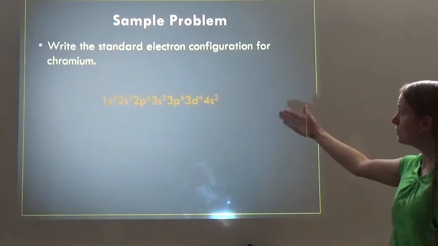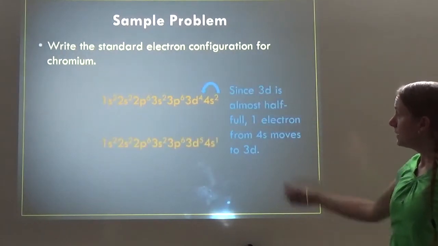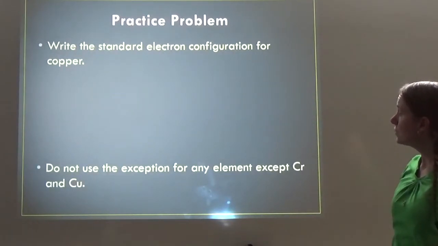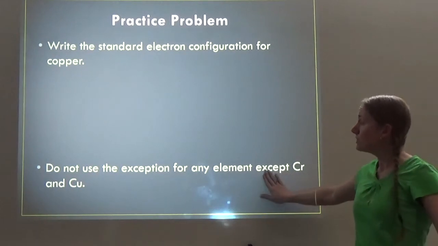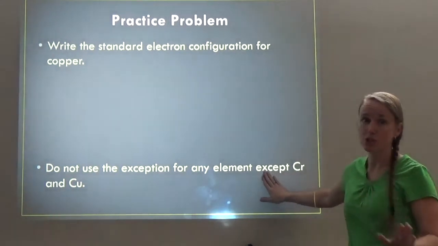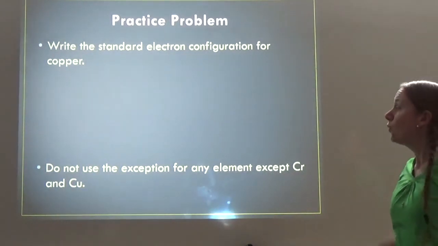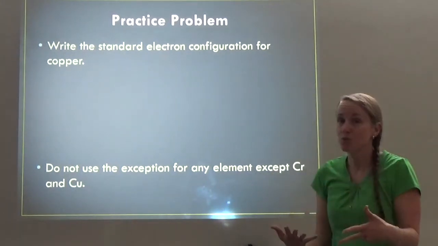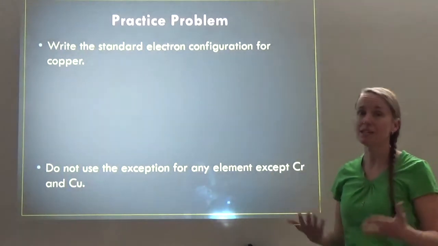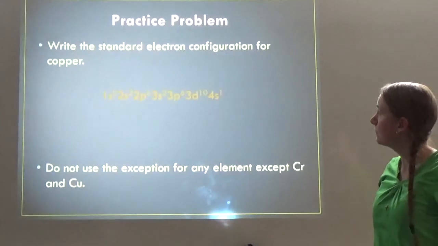All right, so then there's chromium. Then we rearrange it and give that electron. And so remember, don't make up your own exceptions. Just do this for CR and CU. Or I might ask you to predict what an exception would be. In that case, you can come up with something.